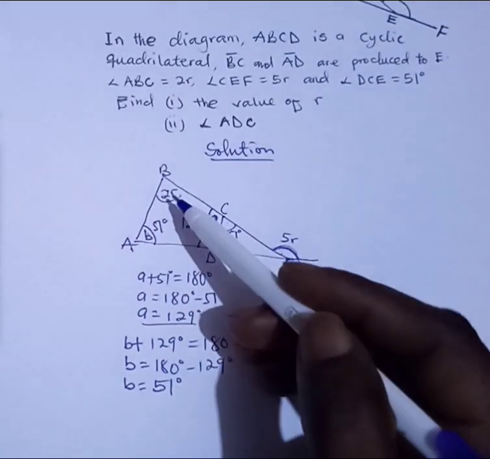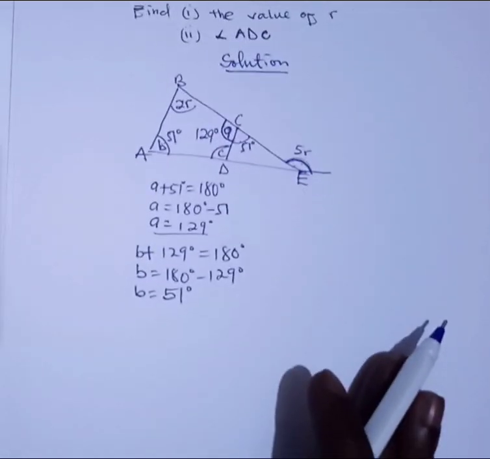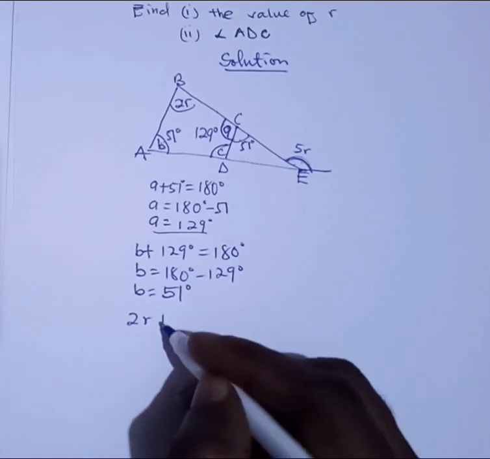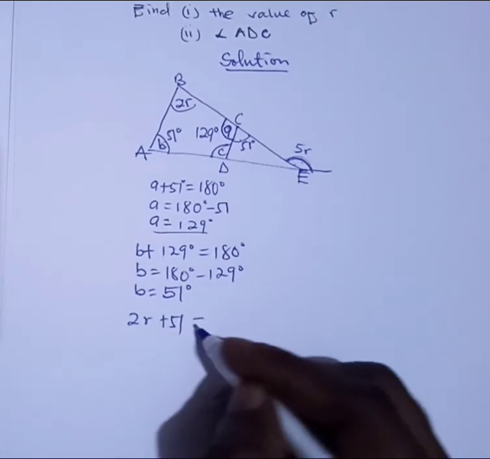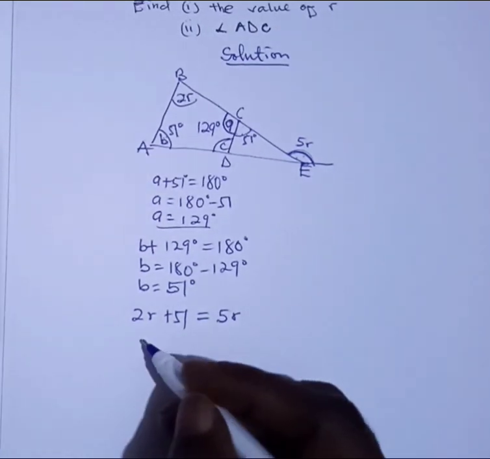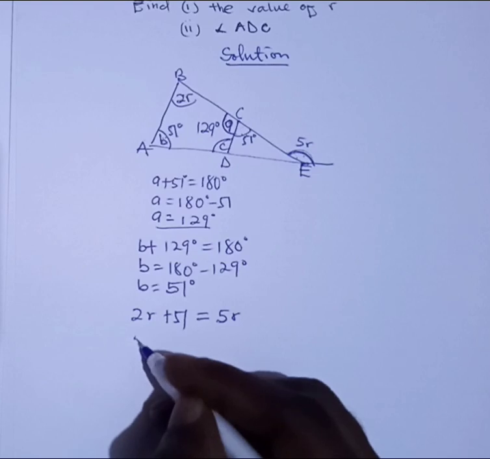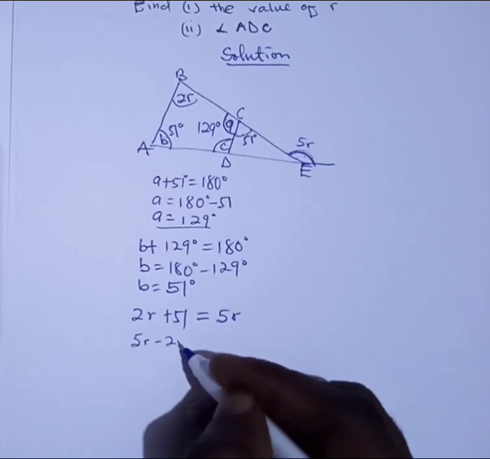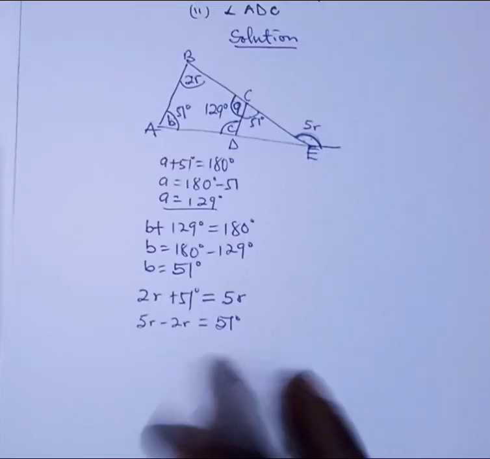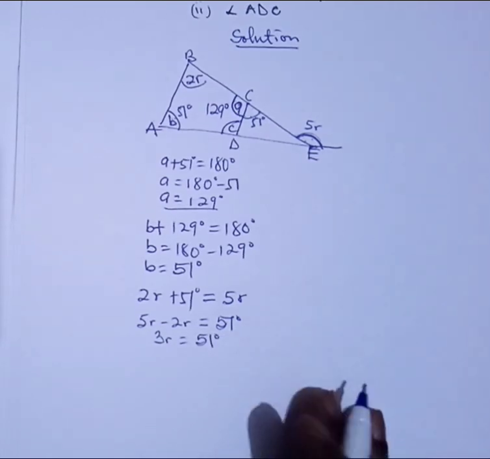So we can sum these two and equate to the exterior angle. Have you gotten that? So we can write 2r plus 51 is equal to 5r. Have you gotten that? So let's group some like terms. So I can write this as 5r minus 2r is equal to 51 degrees. So I have my 3r is equal to 51 degrees.